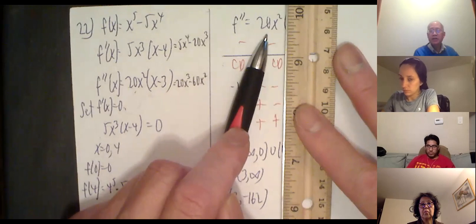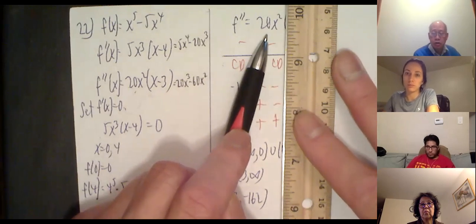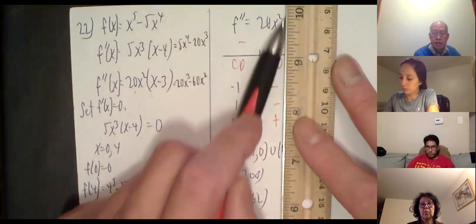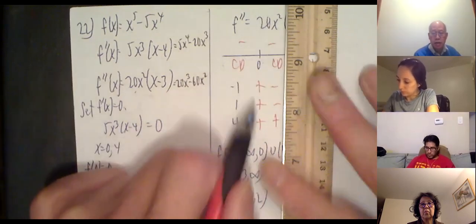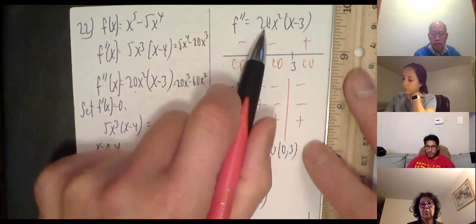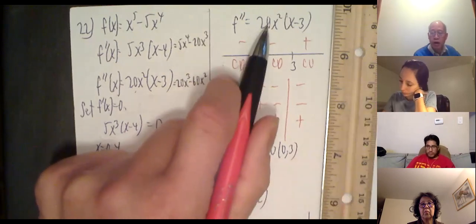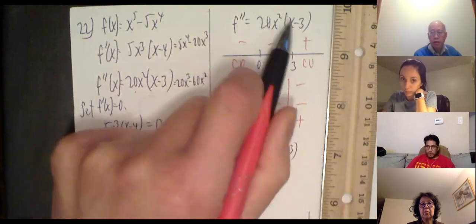What do you know about 20x squared? As long as I don't plug in 0, this expression is always positive. So plus, plus, plus. So these 3 pluses represent the 20x squared, right? No matter what, it's going to be positive. So I only have to worry about x minus 3.